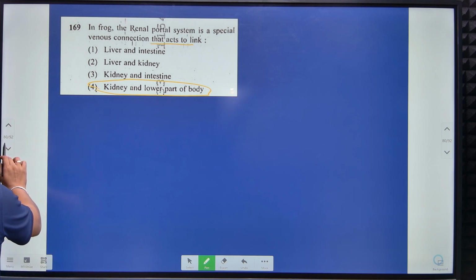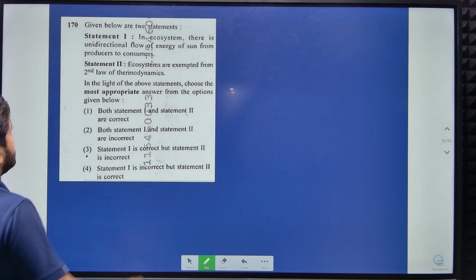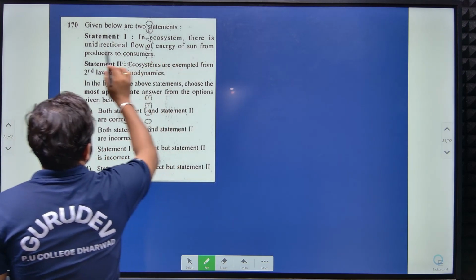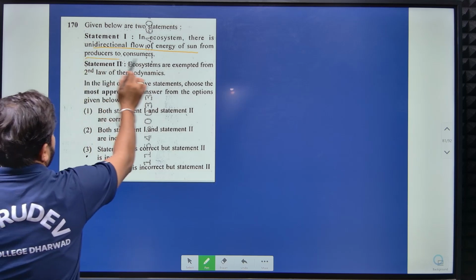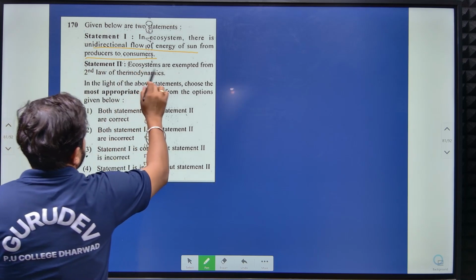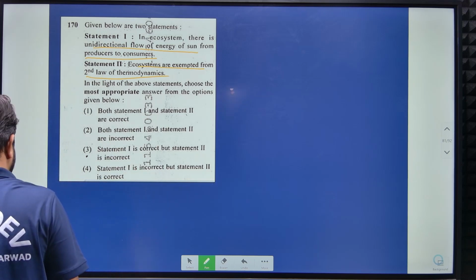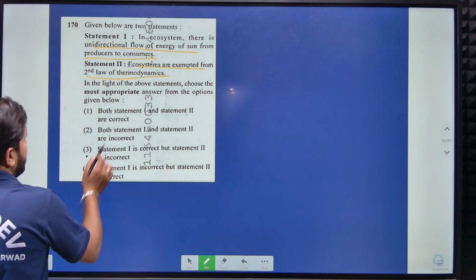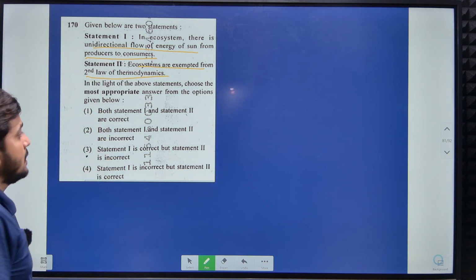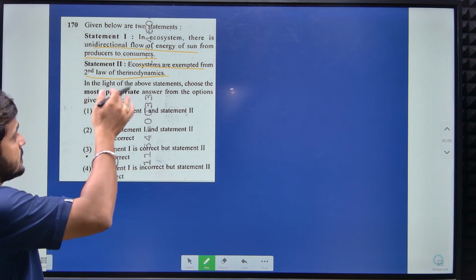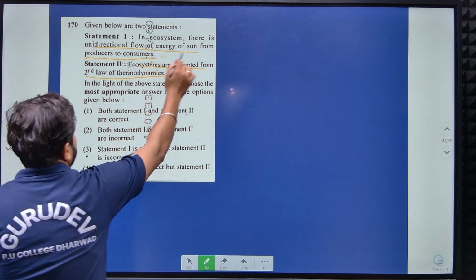That is option 4. Then here they have mentioned statement-based questions. In the ecosystem there is a unidirectional flow of energy from the sun, from the producer to the consumer, right? Then ecosystems are exempted from the second law of thermodynamics. According to this, statement 1 is correct. The flow of energy is unidirectional, moving from the sun to the producer to the consumer. So that is actually correct.